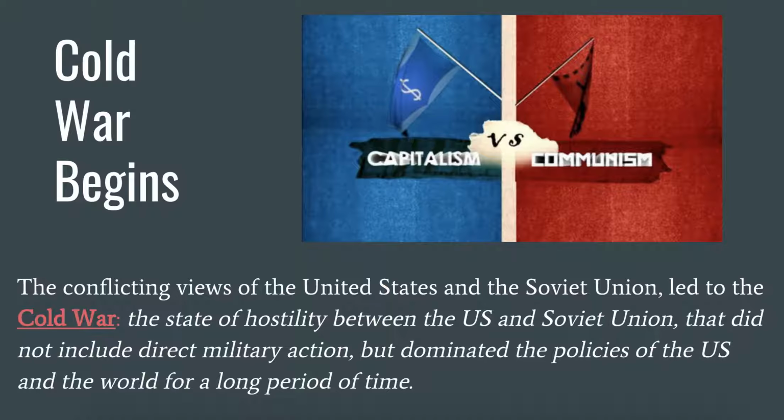So while it is called a war, it's called the Cold War because there wasn't actually any direct military action. It's just the disagreement between the two countries, which influenced the policies of the two countries and the actions that the two countries took around the world.